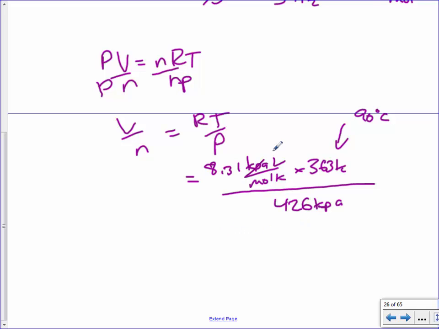Hopefully you'll see that kPa cancels, kelvins cancels, and the units I'm left with are liters per mole. So it's probably not going to be 22.4 or 24.8. It's going to be its own unique number. We just got to find what it is. 8.31, 363, 426.